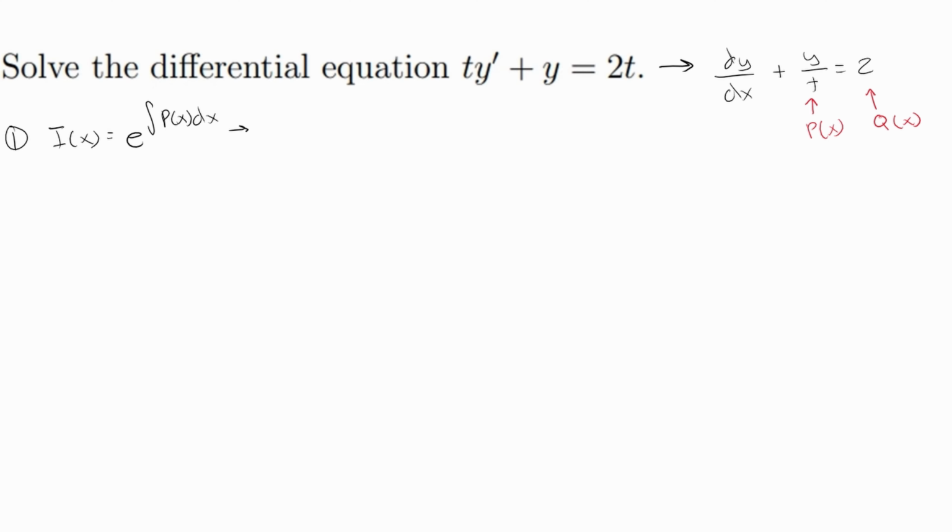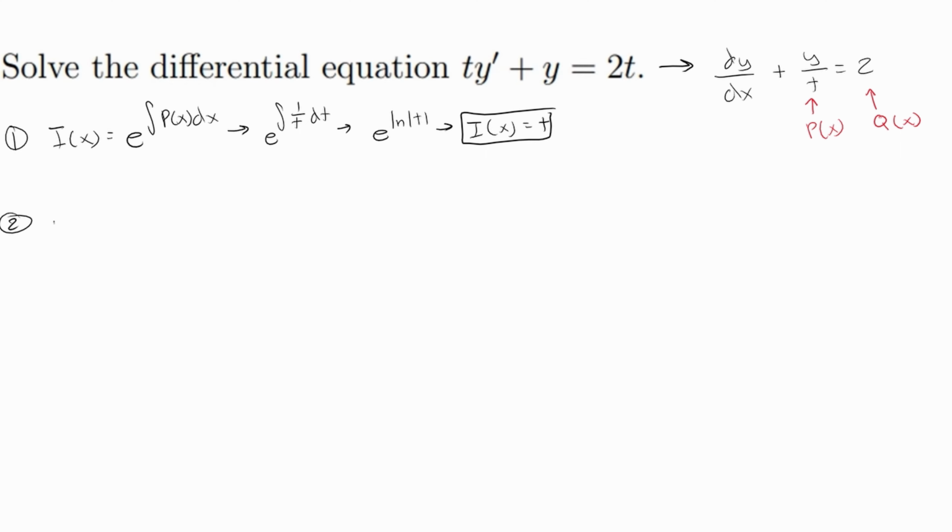So if we plug our p(x) into here, it's going to be e raised to the integral of 1 over t, and this will be dt that will change it to. And integrating this is going to give us e to the ln of t, which is just going to give us a t. So our integrating factor is simply going to be t. That is not our answer though. We're going to have to keep going because now we need to plug it into the integrating formula.